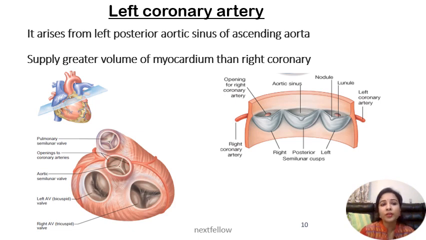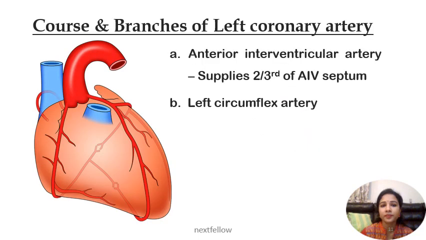Next is the left coronary artery. We already saw its origin. It arises from the left posterior aortic sinus, and here is the left posterior aortic sinus. It has a shorter course and immediately divides. It supplies a greater volume of myocardium because the left ventricle is quite thicker, so most of the thicker left side myocardium is supplied by the left coronary artery.